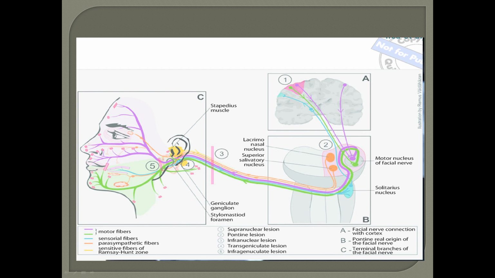And the third component, which carries sensation, goes into the nucleus solitarius. So, we have four different components, and they originate differently, but after that they fuse together, except your parasympathetic part and the sensory part, which go in the nervus intermedius. Then it enters into the temporal bone, runs in the fallopian canal, exits through the stylomastoid foramen, and then enters into the parotid gland.